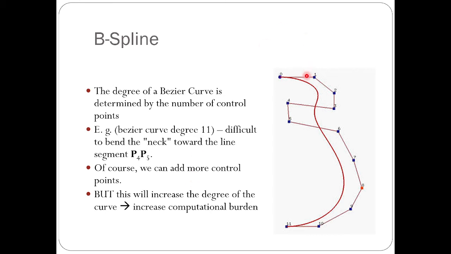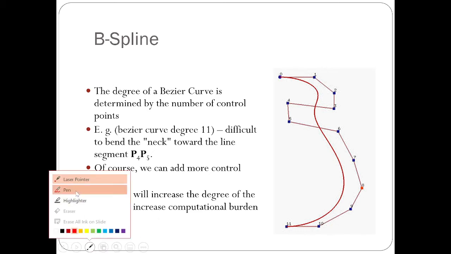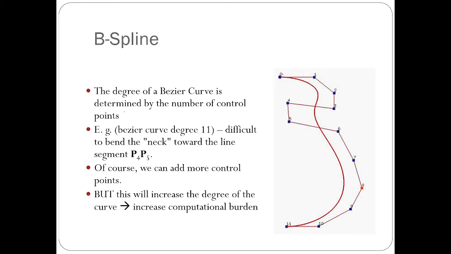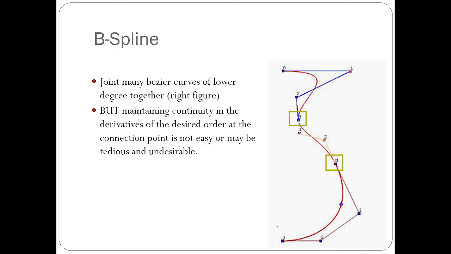See here, this is likewise 0, 1, 2, 3, 4, 5, 6, 7, 8, 9, 10, 11. Based upon that we can draw this one. So the degree of a Bezier curve is determined by the number of control points. Okay, it will increase the computation of the particular splines.